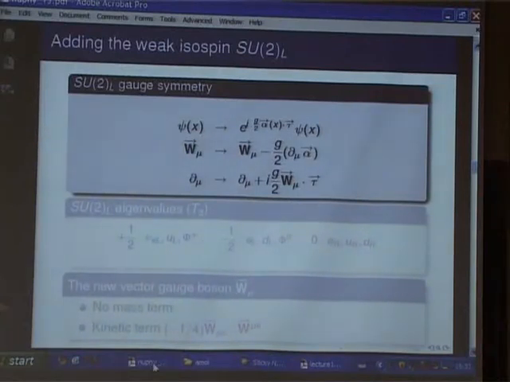So now what happens? In mathematical language, SU2 has 3 generators, and therefore your alpha now is 3 different components. So this alpha vector is basically alpha 1, alpha 2, alpha 3.